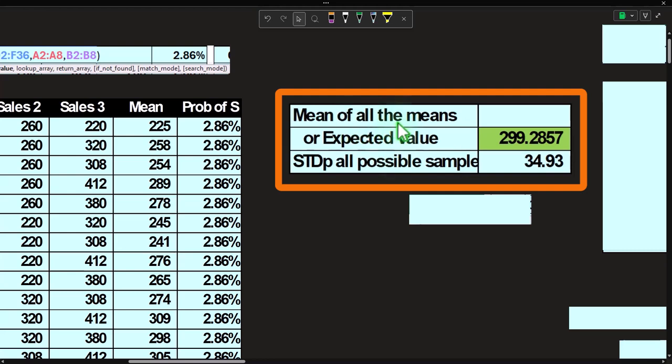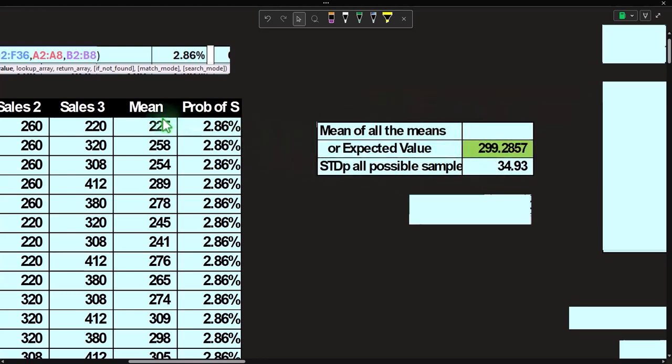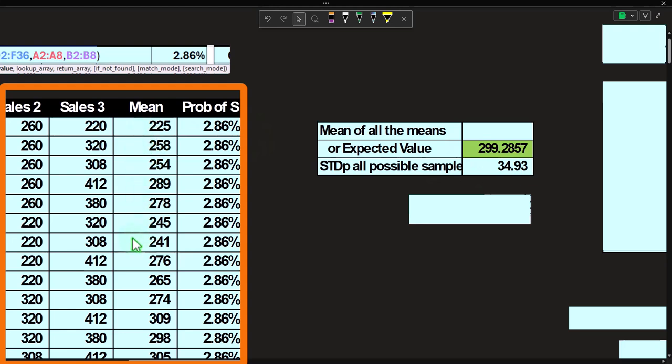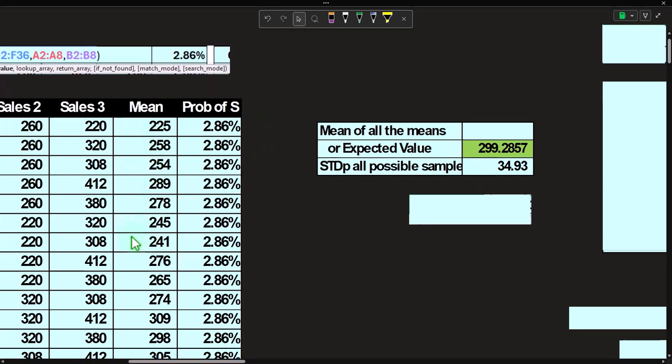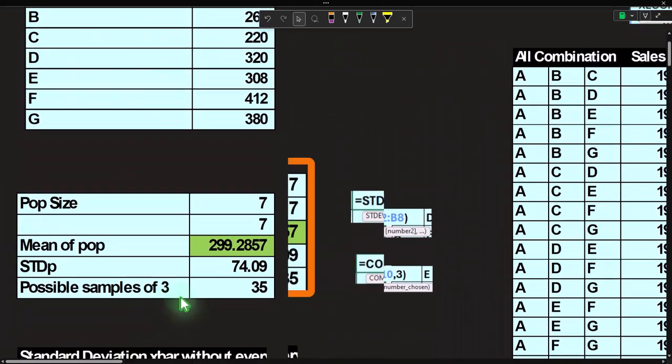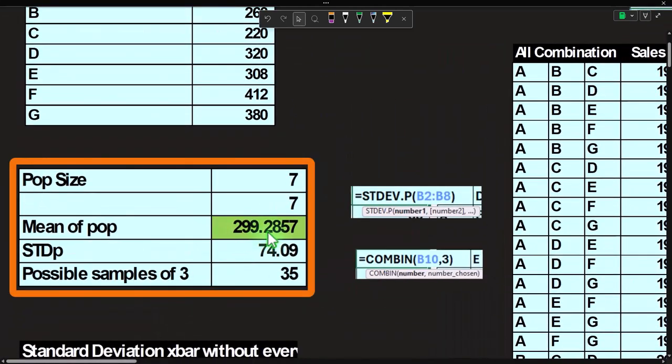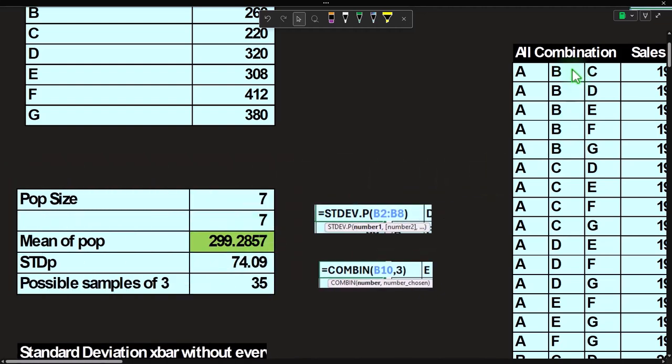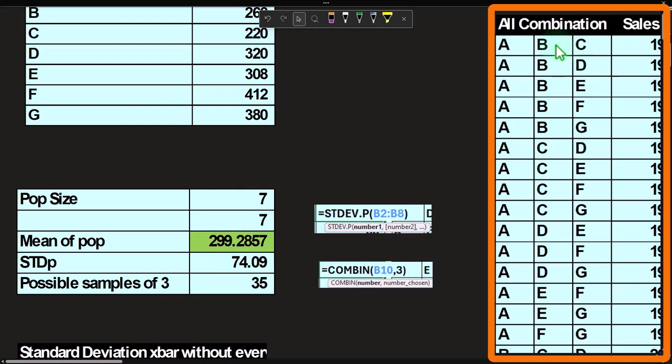So if I look at this, the mean of all the means. So now I'm looking at all of these numbers, which are now the means of sample size three, and the means of those means are 299. Now that should be basically 299.87, because we had all possible combinations, that number is exactly this number. Now, in practice, of course, we won't have all possible combinations. We will probably be taking one sample, or if we take multiple samples, we're not going to take every possible sample, because we already have the population data.